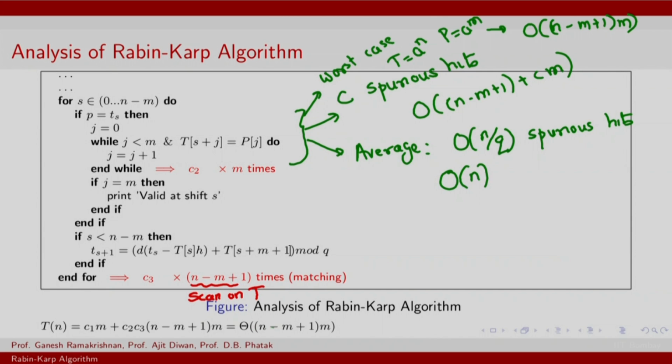What we see here below is the worst case running time, and this is illustrated to the example of T being a sequence of n A's and P being a sequence of m A's. That is when we incur n minus m plus 1 spurious hits.